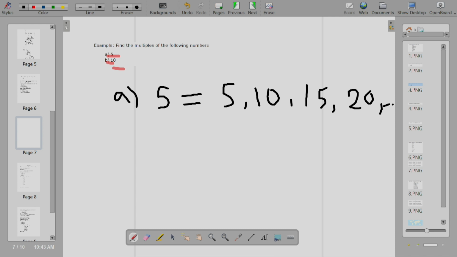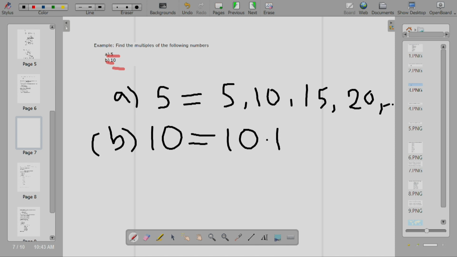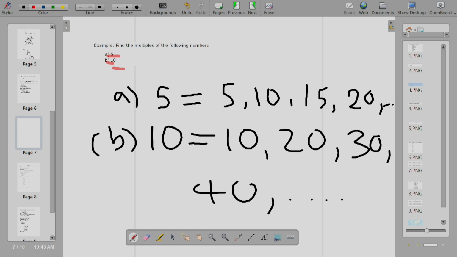Also, multiples of 10 equal 10, 20, 30, 40, and continue. So the difference between them is 10. So this is how we can calculate the multiples of a number.